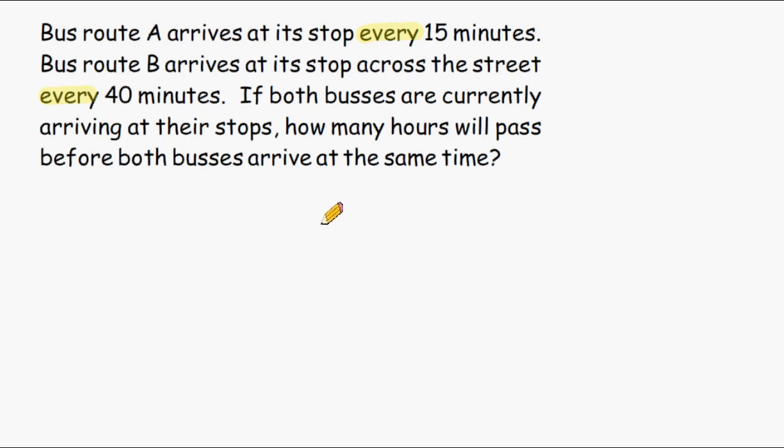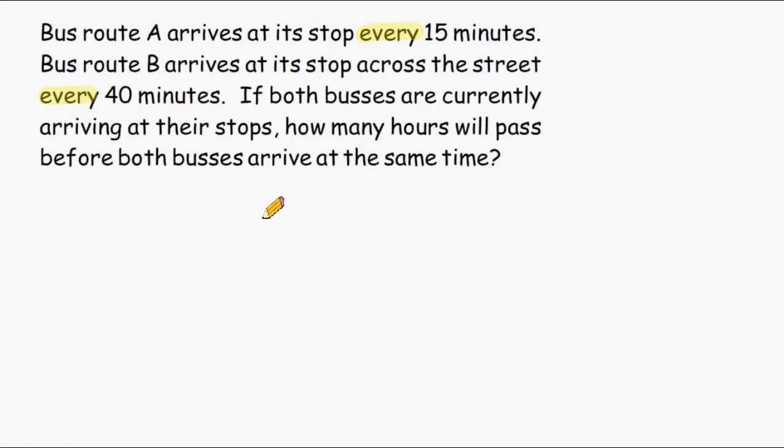same time? Now, when I was reading this problem, I noticed that I saw the word "every" twice. And if you see the word "every" in a word problem, that indicates that it is some sort of multiple problem. For example, if a bus arrives at a stop every 15 minutes, that means it's going to arrive 15 minutes later, and then 15 plus another 15, which is 30 minutes later, and then 45 minutes, and so on. So the keyword "every" would indicate a multiple problem.